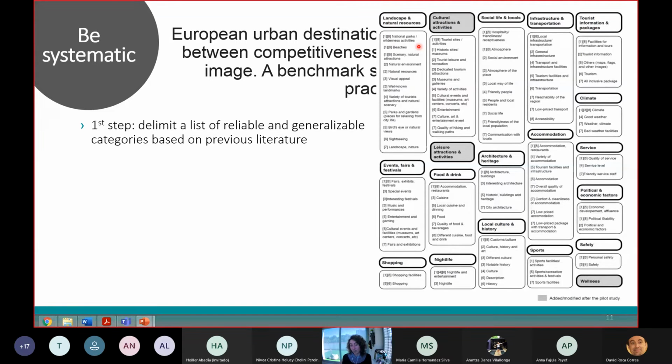A recommendation would be to try to write it down while you're doing it, because it's easy to forget these things. So the first step was to limit this list to reliable and generalizable categories based on previous literature.